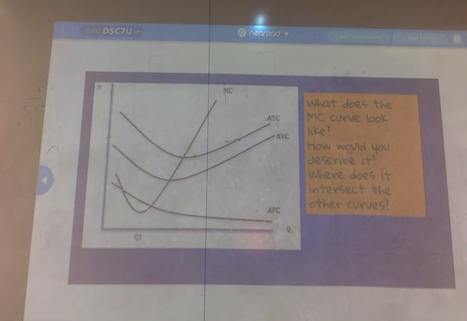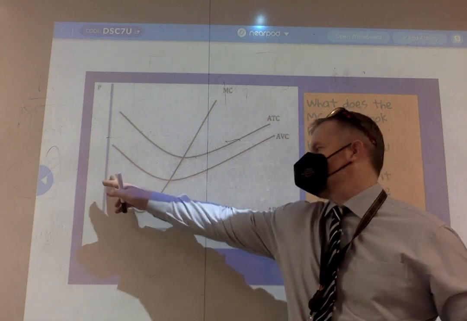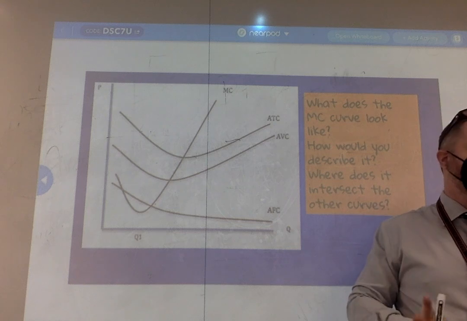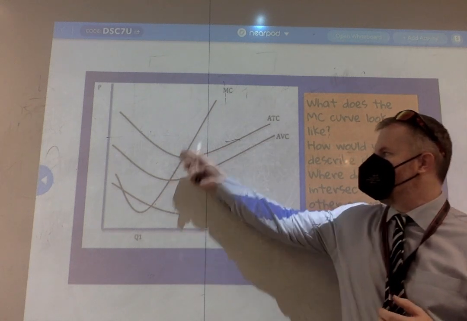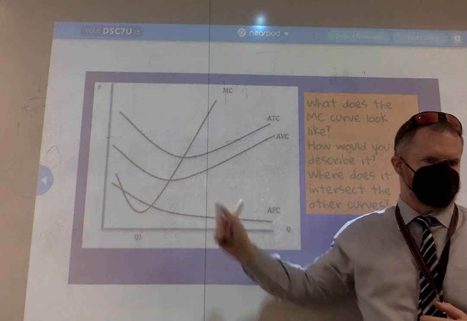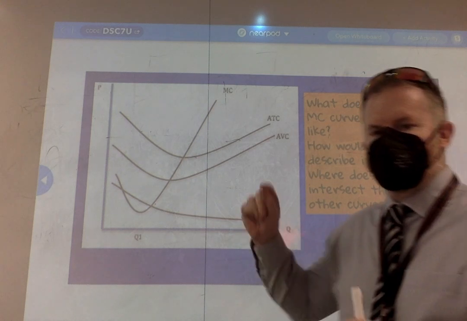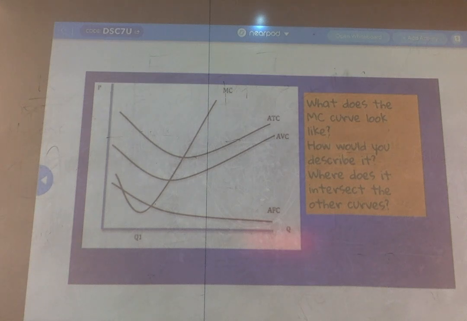Now, normally, this took me a little while to find, by the way. Normally we don't show the average fixed cost curve, because there's very little point in showing it, as the analysis mainly falls with these three. Now, here's a question for you. Where does the marginal cost curve intersect with the other two cost curves, the average total cost and average variable cost? Where does it intersect?